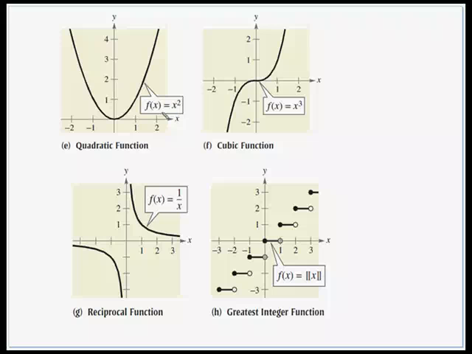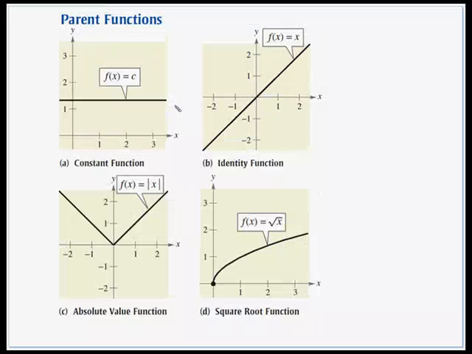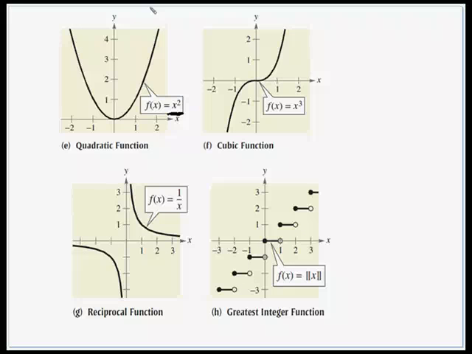Next we have the squared function. Remember, if it's squared, it's going to be parabola shaped. First power, x to the first is always a straight line. X squared is going to be a parabola. If it's positive x squared, it opens up. If it's negative x squared, it opens down.